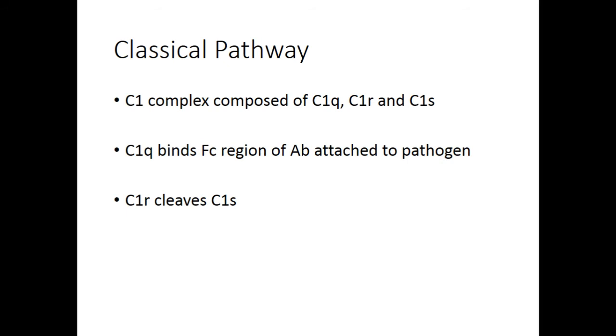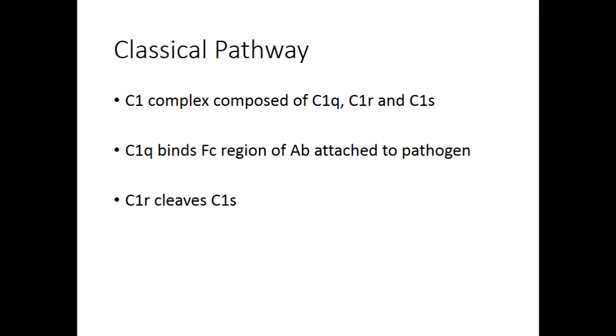Now coming to the classical pathway, the first protein is C1, and C1 is actually a complex of proteins in that it contains 3 other proteins. It is when 3 proteins come together that we call it C1. That is C1q, C1r and C1s. In this, C1q is the large protein, and C1r and C1s are smaller proteins attached to this larger C1q fragment.